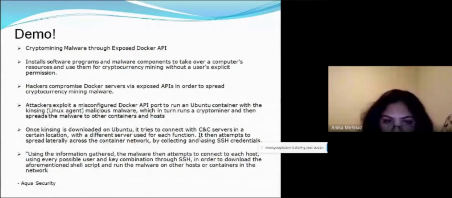The hackers exploit the Docker API to run an Ubuntu container with Kinsing, a Linux agent, malicious malware, which in turn runs a crypto miner and then spreads the malware to other containers and hosts.